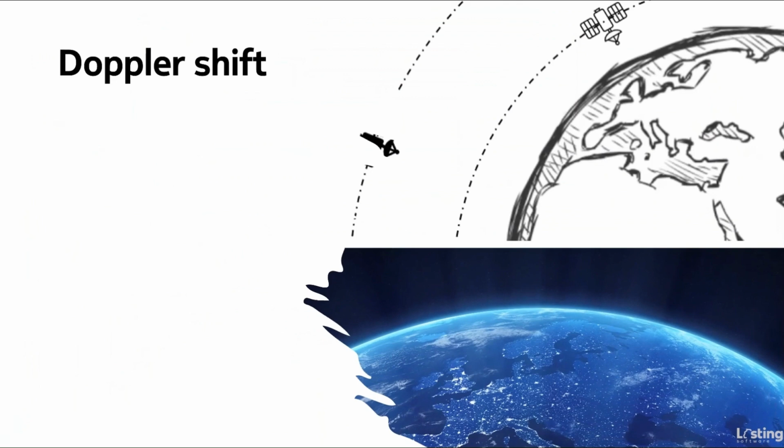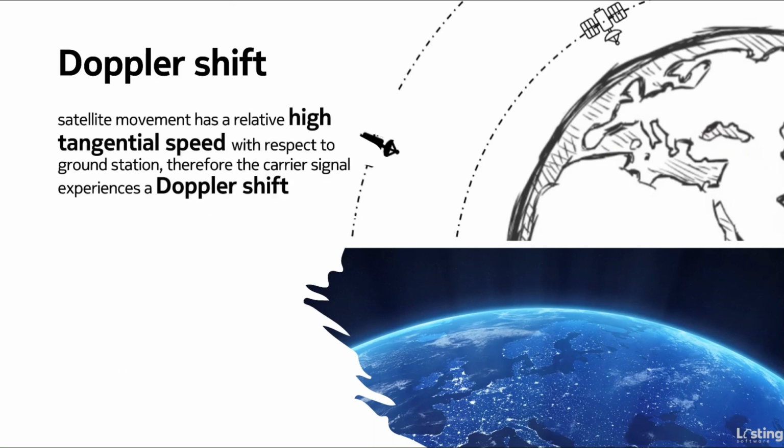The Doppler shift. The time the satellite takes to complete its orbit depends on satellite type, with different speeds, up to 28,000 kilometers per hour for LEO orbit. Due to satellite movement with relatively high tangential speed with respect to the ground station, the carrier signal experiences a Doppler shift that can be, in some situations, very large compared to terrestrial communications, where low speeds compared to satellites are involved. Also, the relative speed between the satellite and ground station varies in time.